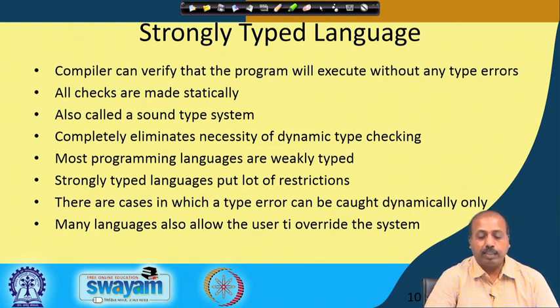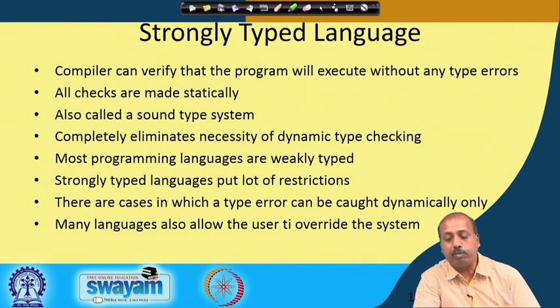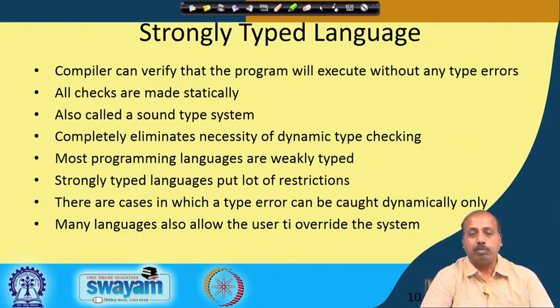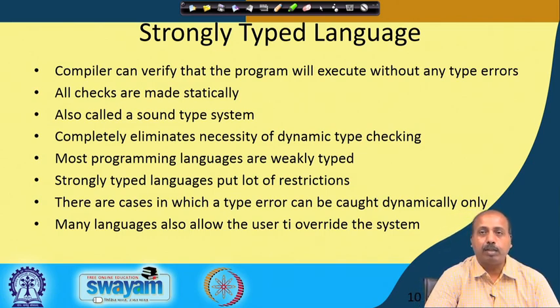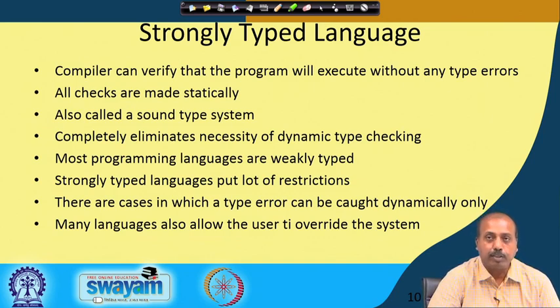So, the compiler can verify that the program will execute without any type errors. While doing the parsing, the entire program is known. So, it is looking into the entire program, and if the compiler does not give any type error, then it is guaranteed that during execution of the program there will not be any type error. So, these checks are made statically.